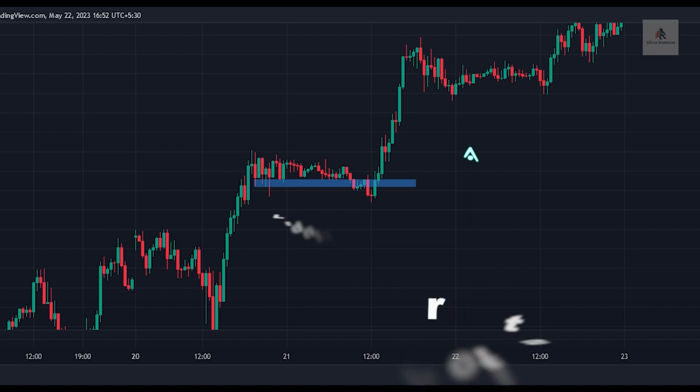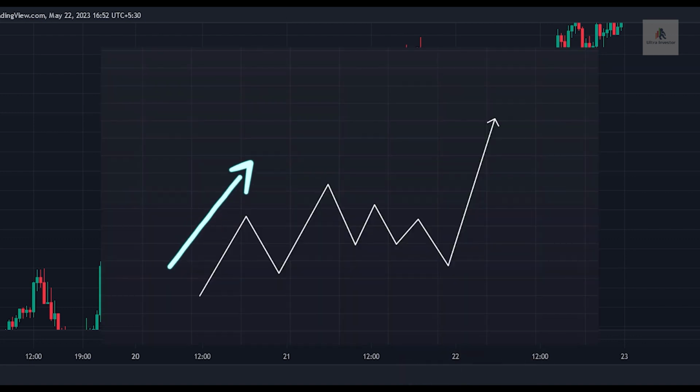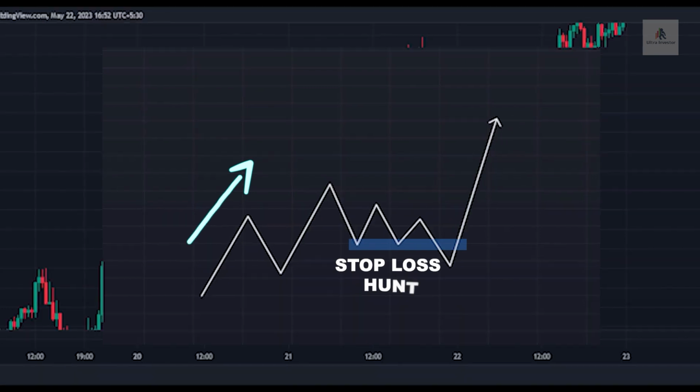For example, suppose the trend is an uptrend, and market makers want to move the price from point A to B. To push the market up, they have to buy a large number of shares. But there is one problem. As the retail traders think that the current market is an uptrend, no one wants to sell the shares. So the market makers deceive traders to believe that the trend has changed. Then the market makers hunt the sell order stop loss and continue the move to the upside.